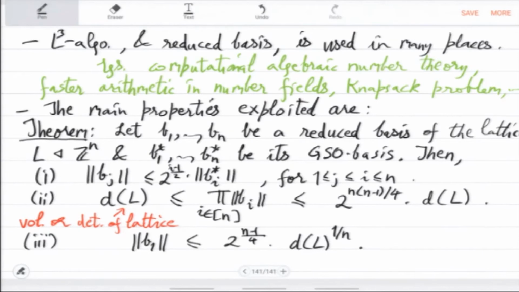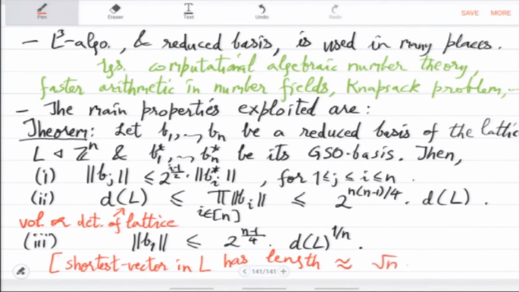At this point I would like to remark that the shortest vector in the lattice has length around square root of n times the volume raised to 1 by n. Okay, this is a result by Minkowski.